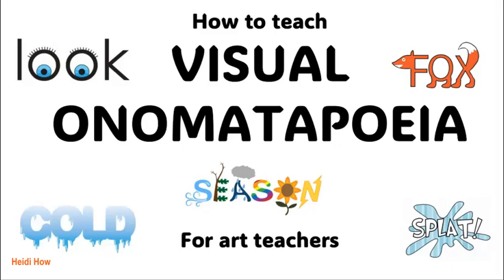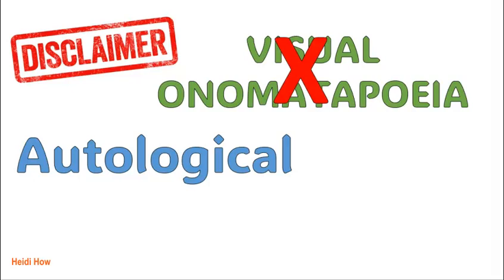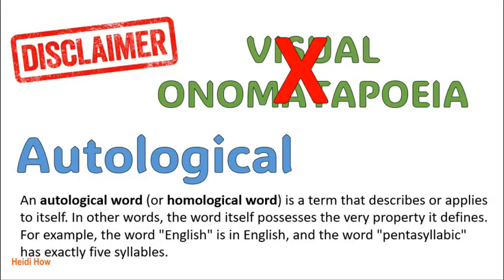This lesson is about visual onomatopoeia. It's a great cross-curriculum project that brings together visual arts and language arts. Now here's my disclaimer. I know that's not what onomatopoeia is. The academic term for these words is autological. And I've posted pictures from my lessons on Facebook before and had people correct me.